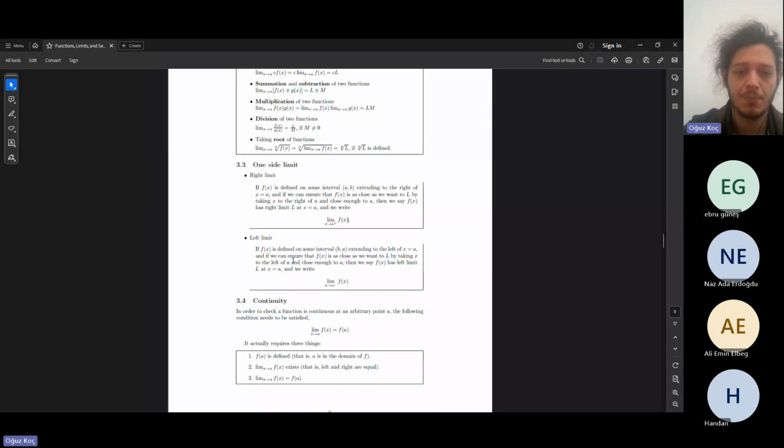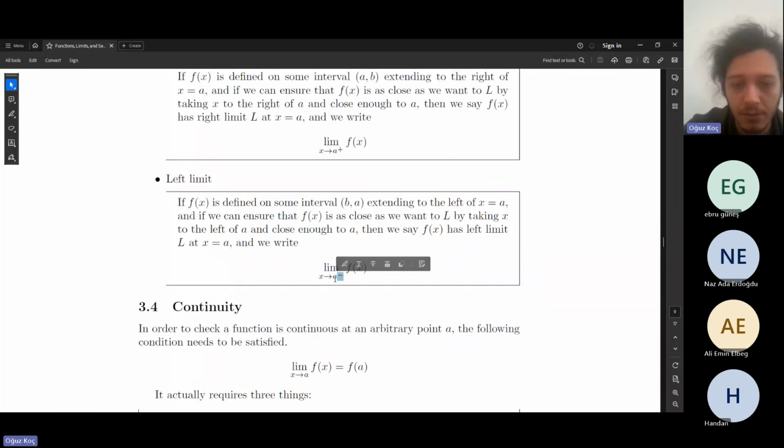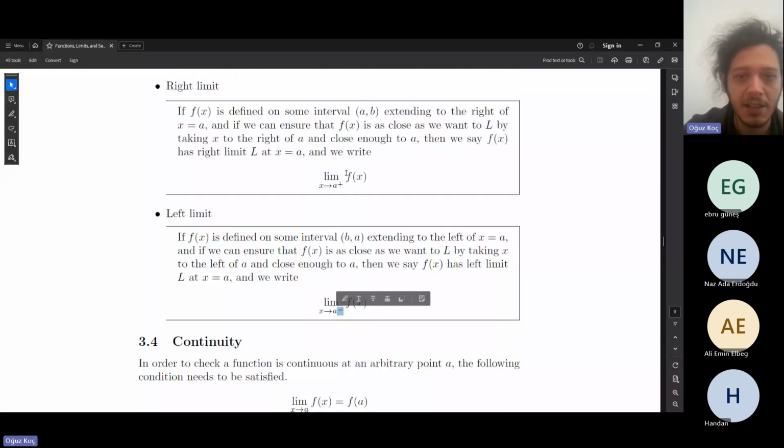The definition of the left limit is very similar. This time, we're approaching the point a, which is x equal to a, from the left-hand side. If it is arbitrarily small enough, approaching the interval, then we say that it has a limit as x approaches a from the left-hand side, and it's denoted by a minus sign above the a, and the right-hand side limit is symbolized by a plus sign above the a. We can denote it like this.